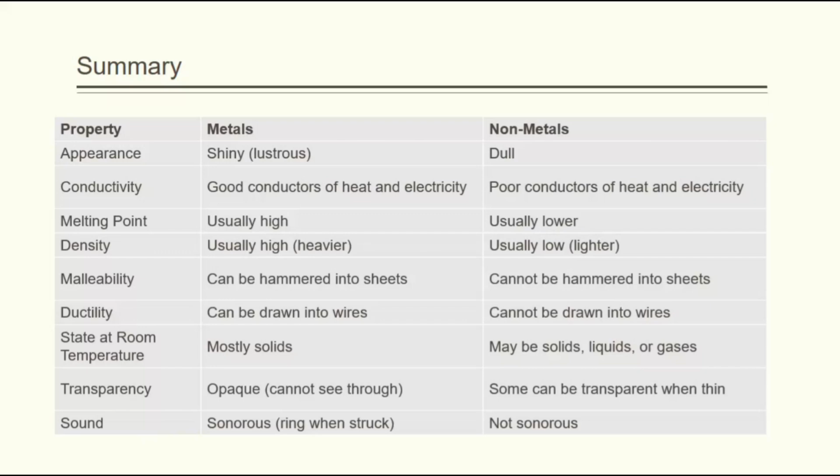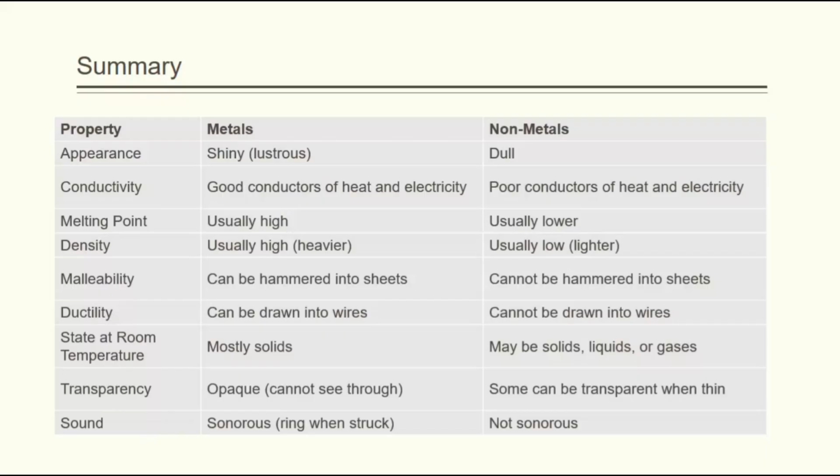Melting point. Metals usually have a high melting point, but non-metals have a lower melting point. Density. Metals usually are high in density. That means that they are heavier than other materials. However, non-metals are usually low in density, meaning that they are lighter.